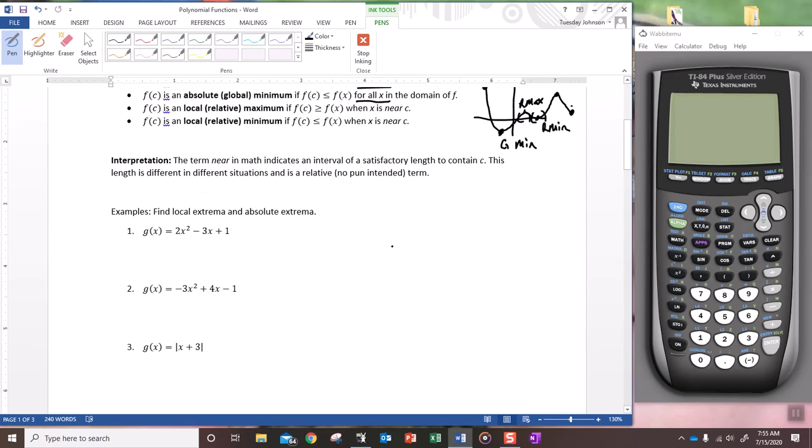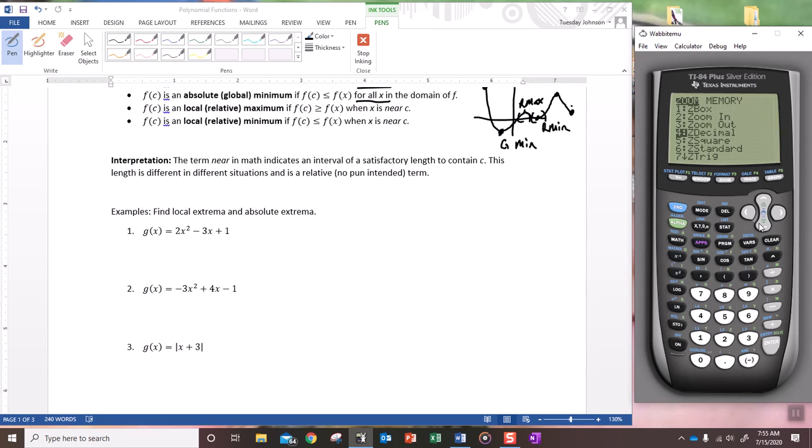So if I wanted to find local extrema and absolute extrema, I'm going to graph these functions, and I'm going to use a graphing calculator over here. 2x squared, that's not the place to graph it. How about we graph it in y equals 2x squared minus 3x plus 1. If we take a look at the graph, it looks like there's only one turning point, and it looks like there's only one extrema. So maybe we want to zoom in.